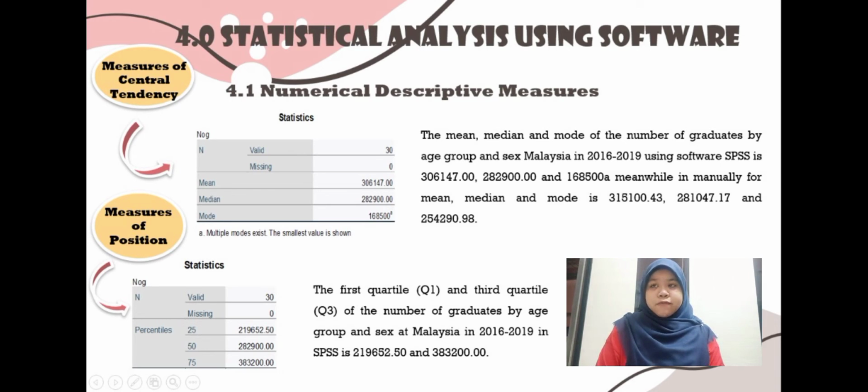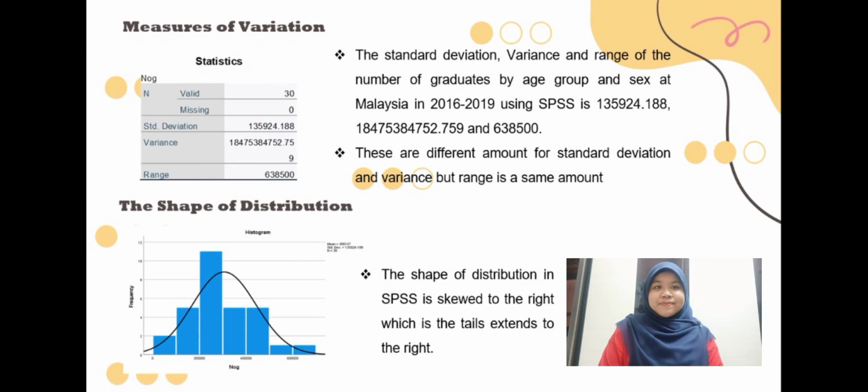Okay, for measures of position, the first quartile and third quartile of the number of graduates by each group and sex measured in 2016 to 2019 in SPSS are 219,652.50 and 383,200.00.